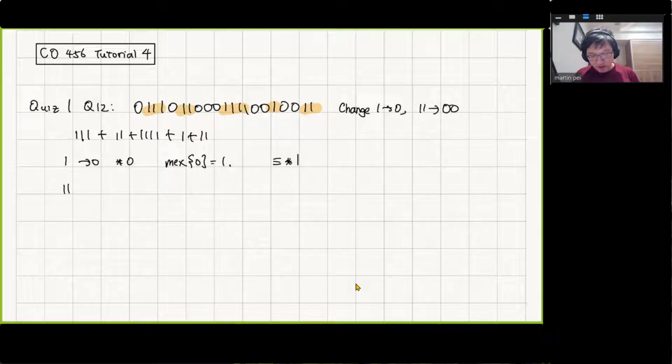Two ones have a few more options, but there is some symmetry involved. So you can remove 1 one, and this would leave a string of 1 one, so this is star 1. Or you can bring both of them down to 0 0, and this one is star 0. There's another option of 0 1, but it's essentially the same as 1 0. So we will say this is the mex of 0 and 1, and that is 2. So this is equivalent to star 2.